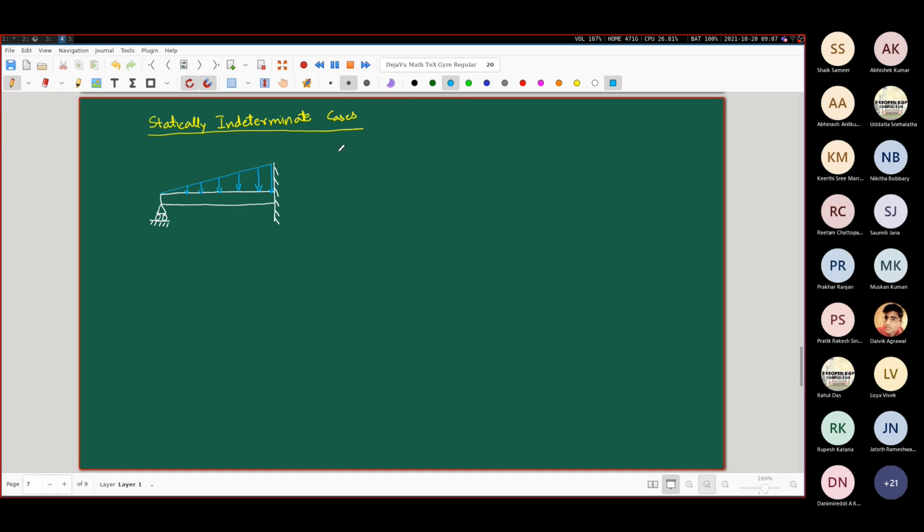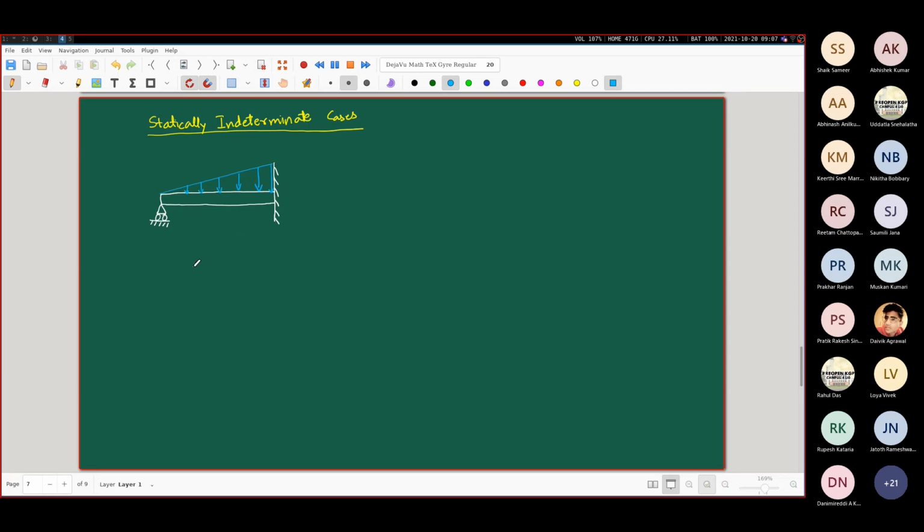Cannot determine means cannot determine using the methods of statics only. It does not mean that we cannot determine the solutions at all. Using deflections, meaning the information associated with the deformations, we can definitely find out the solution to this. Okay, so let's try to do that.